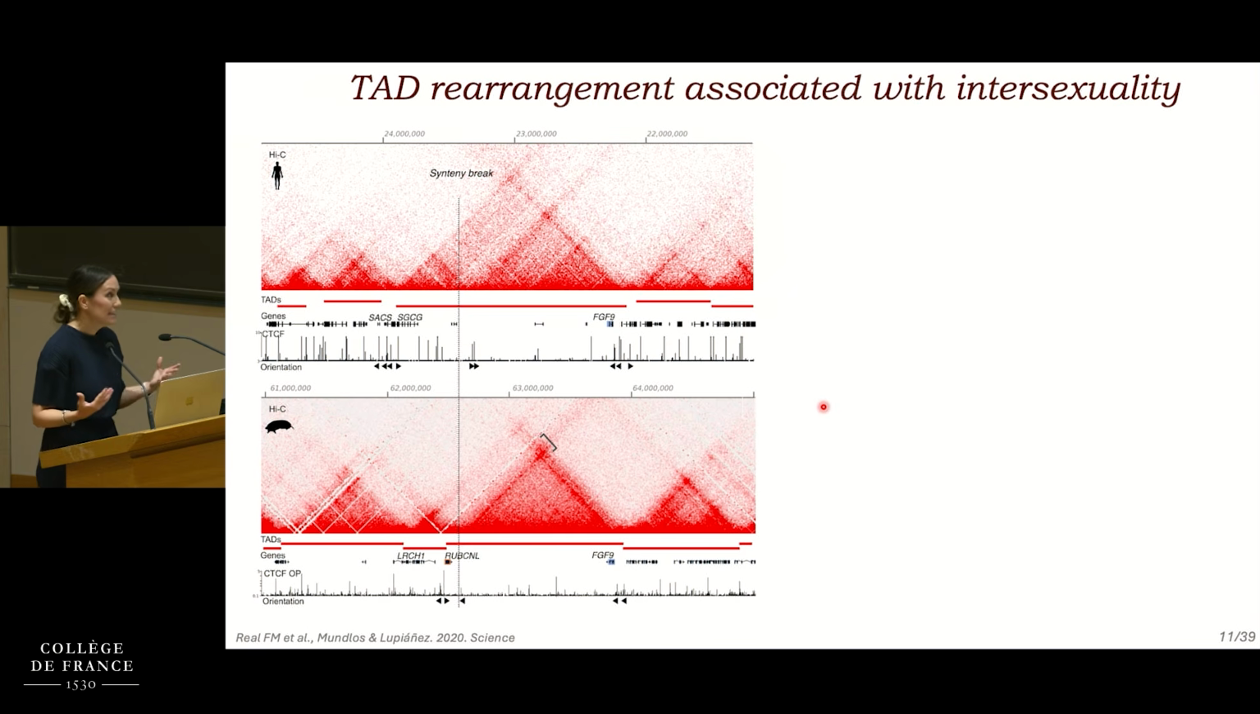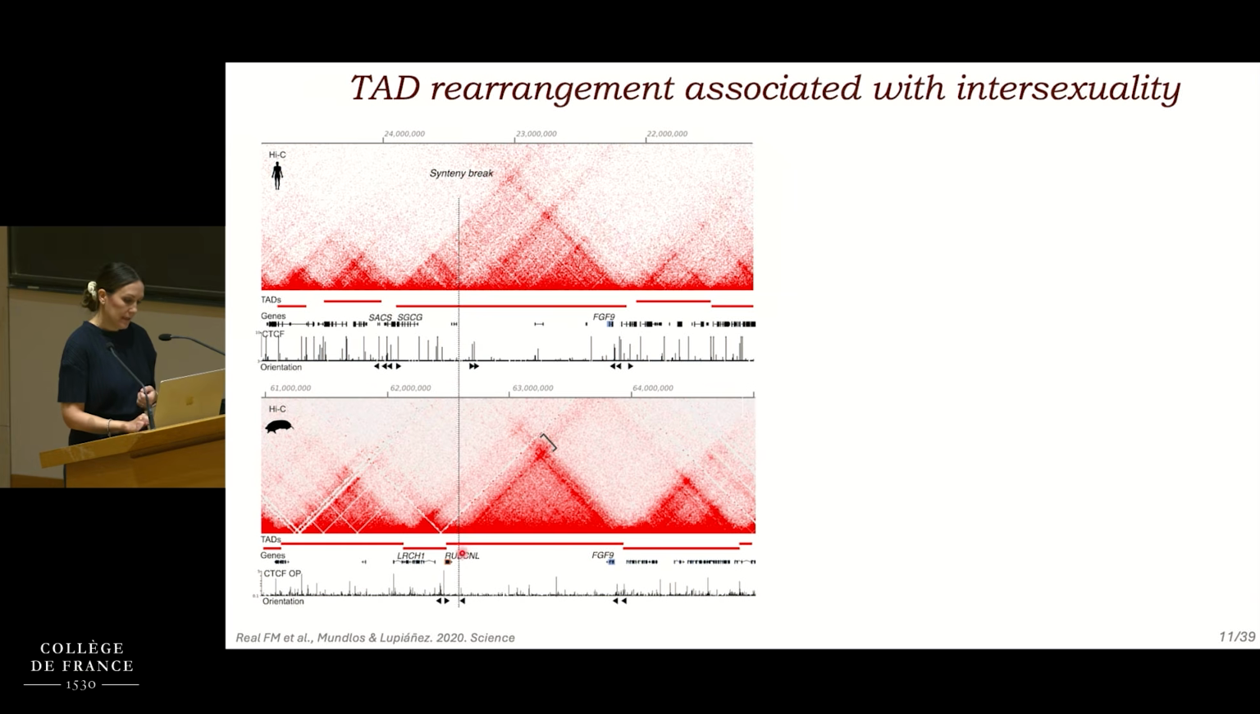And as I said, we use this model to study if a genome rearrangement could be associated with this intersexuality trait. And indeed, what we identified was a synteny break in the mole genome compared to the human and also to other species that was near a protesticular gene. So here you can see real Hi-C data, and this is the regulatory domain of FGF9, which is a gene that is normally expressed only in the testes in mammals.